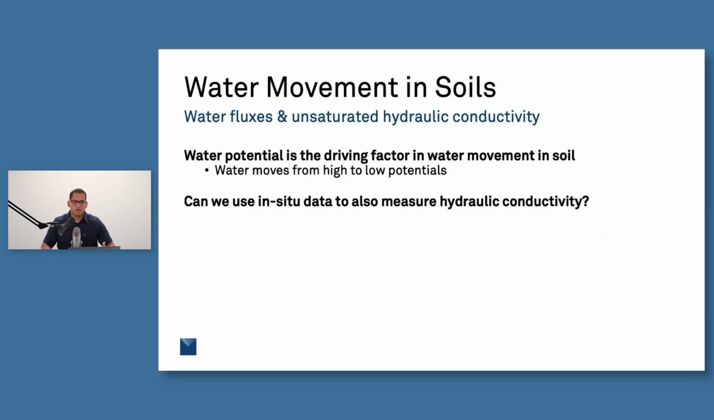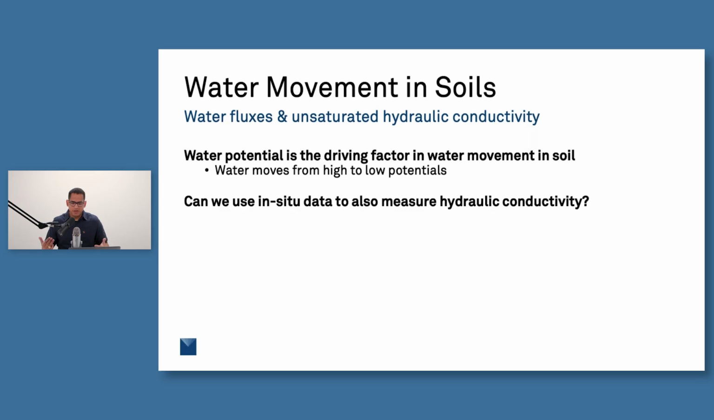So that brings to light our next question that we talked about: can we also use that type of data to better understand water movement in soils, to characterize water fluxes, and even maybe look at unsaturated hydraulic conductivity? We know that water potential is the driving factor in water movement in soil. Water moves from high potentials to low potentials. So we can use these data to actually see which way the water is moving in the soil, but can we also use these data to actually measure unsaturated hydraulic conductivity in the field?